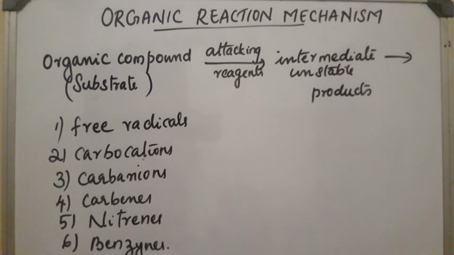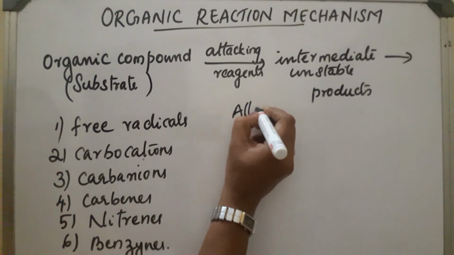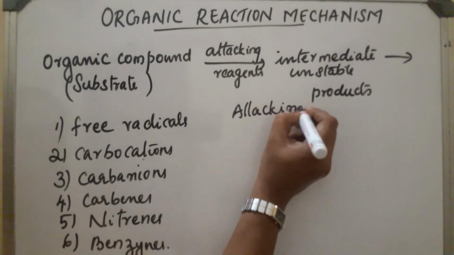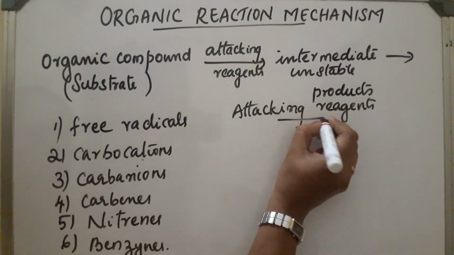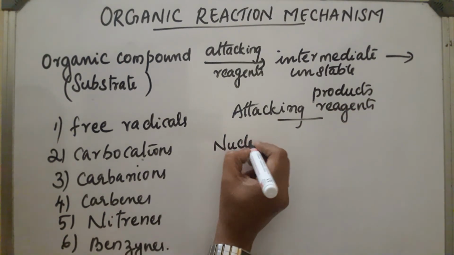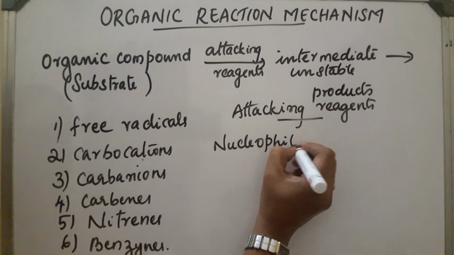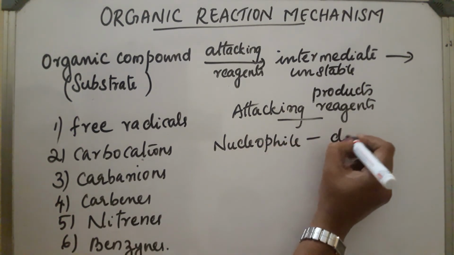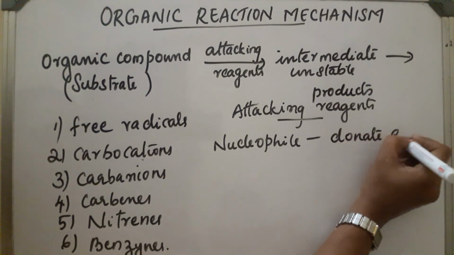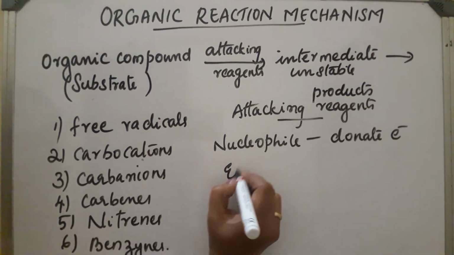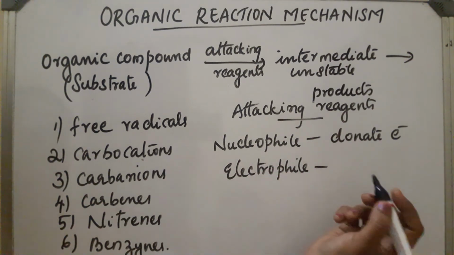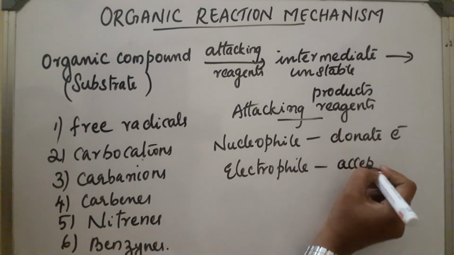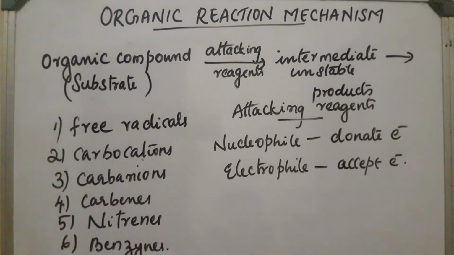The attacking species or attacking reagents may be of two types. One is nucleophile, or nucleus loving, so they can donate electron pairs. The second one is electrophiles. Electrophiles are electron loving, so they can accept electrons. This is the organic reaction mechanism.